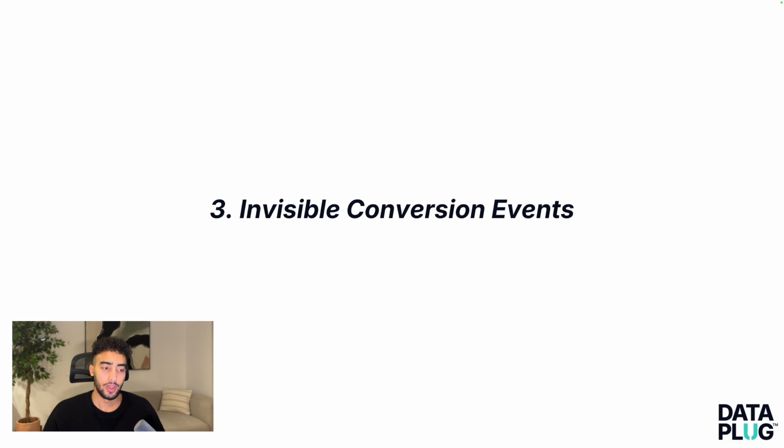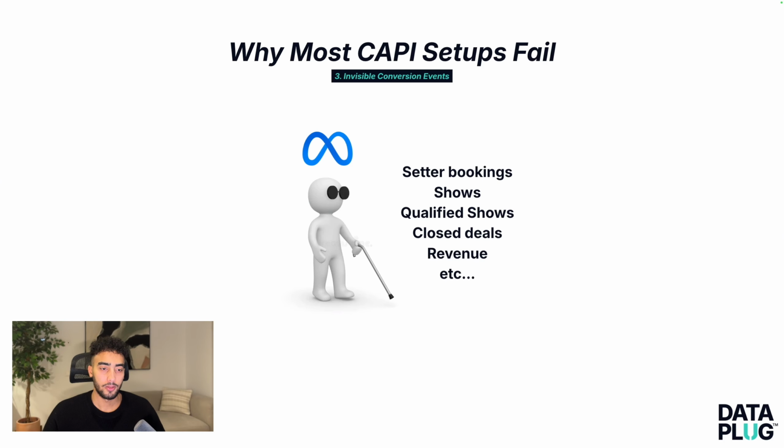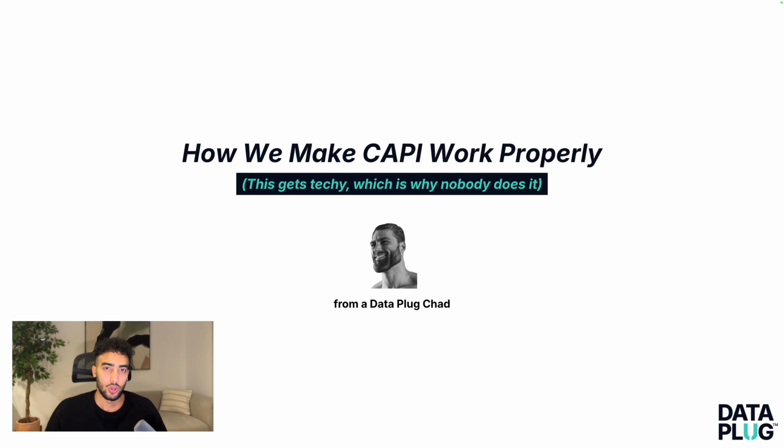Third problem is invisible conversion events. Some of the actions that users take, they don't take themselves. They don't happen on the funnel. So you have setter bookings, you have shows, you have qualified shows, you have closed deals. Meta has no way of knowing what's happening with these events. So those are the three problems with most CAPI setups, the traditional ones.